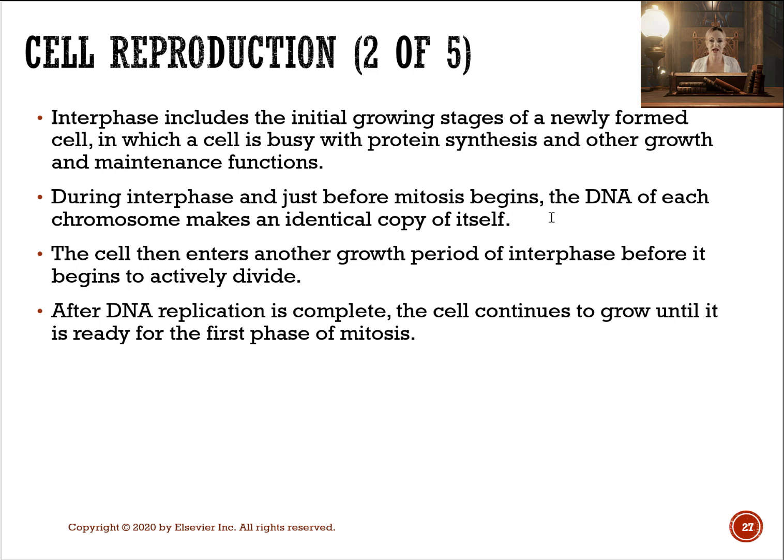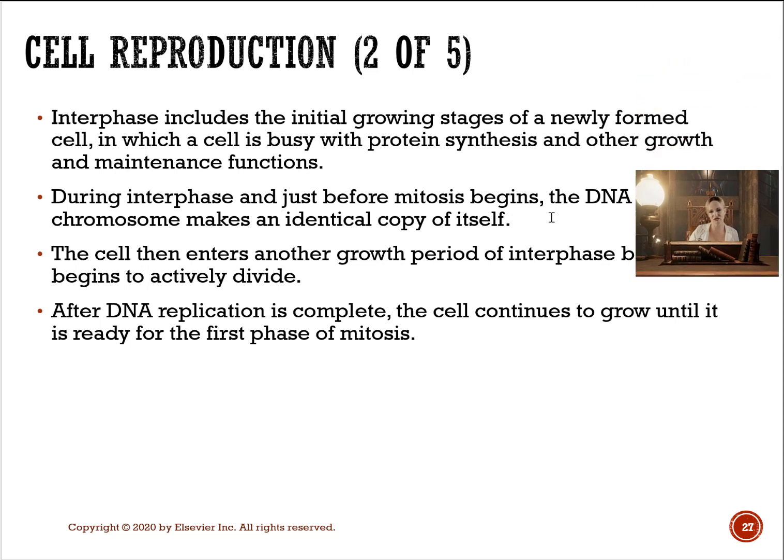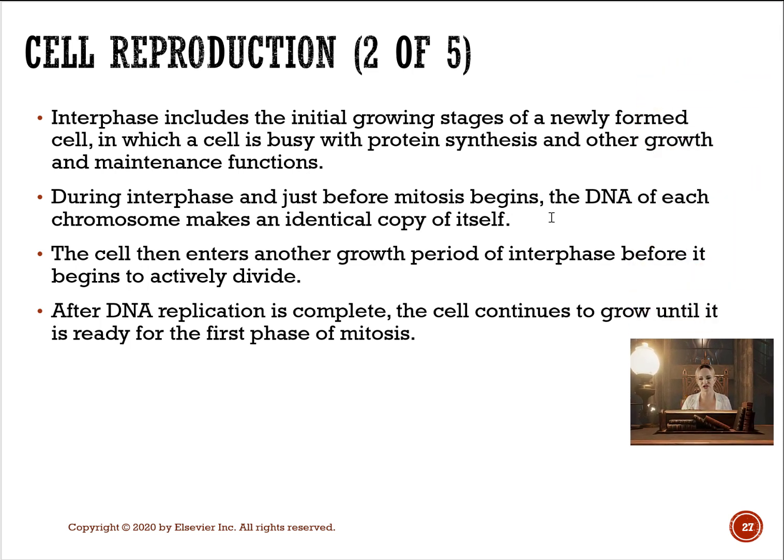During interphase, and just before mitosis begins, the DNA of each chromosome makes an identical copy of itself. The cell then enters another growth period of interphase before it begins to actively divide. After DNA replication is complete, the cell continues to grow until it is ready for the first phase of mitosis.